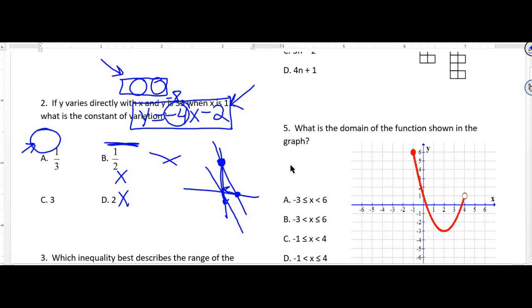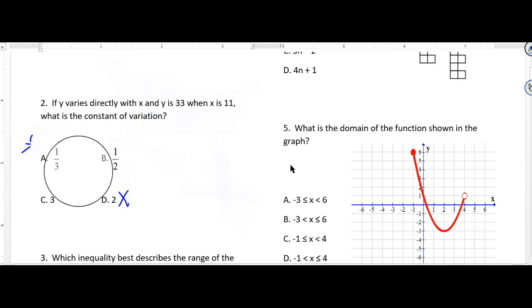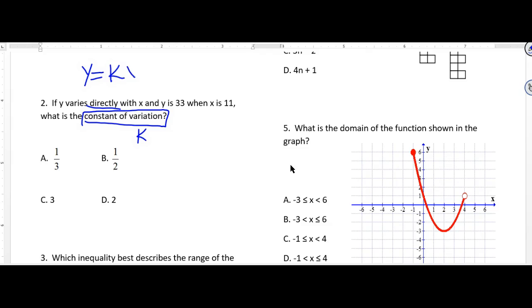Number 2, y varies directly with x. Y is 33 when x is 11. What is the constant of variation? Constant of variation is k. It's another word for slope. We know a direct variation is y equals kx. We should know that. It's on one of our note cards.